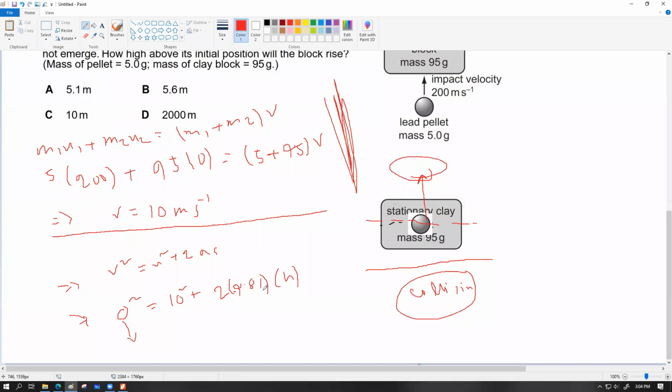Sir. So in a paper 2 question, you have to place the final velocity of the rise to be 0, and the initial velocity of the rise to be 10, which we obtained from here. So the final velocity of the collision is the initial velocity of the rise. You can put it that way. I should have said this earlier.